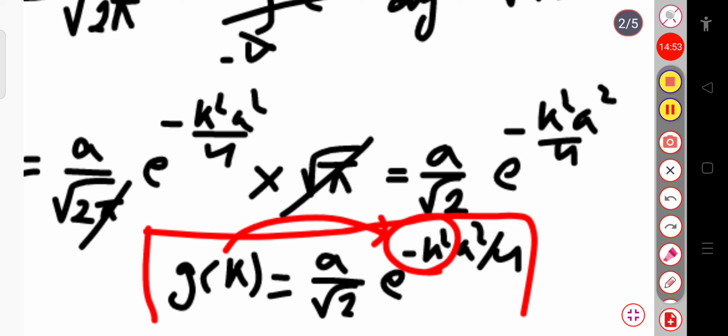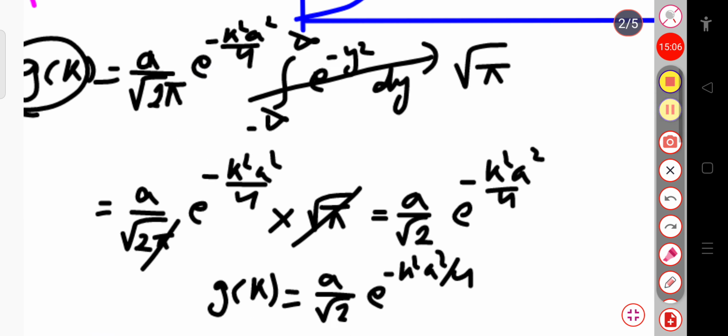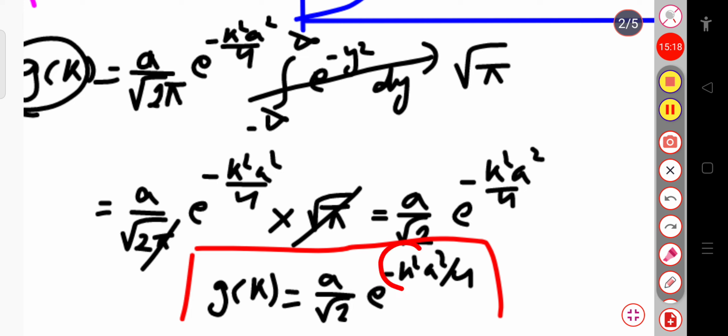This is actually not exactly that form, because here the Gaussian function is exactly exponential minus x square divided by a square. And here this is exponential minus k square a square divided by 4. These are not the exact same Gaussian function. We can say that this is another Gaussian function because this is of the exponential minus k square form. So the Fourier transform of the Gaussian function is another form of the Gaussian function. I hope this will be clear to you.